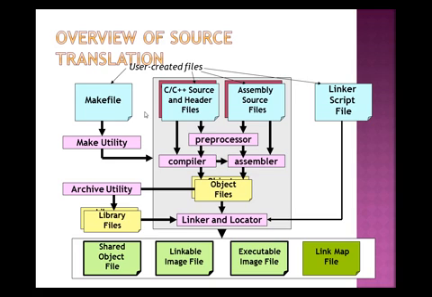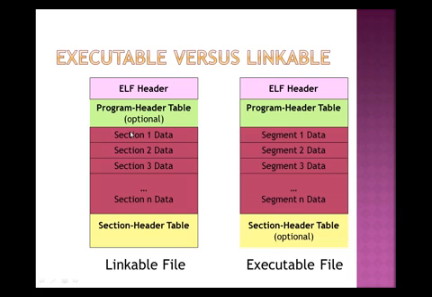Then there is the make utility. This is compiled by using the make utility, and by using the compiler, preprocessor, and assembler. Then there is a linker script that is used for linking. After compilation and assembly, it is converted into object files. Then there is the archive utility that is used for getting the library files. And these are the multiple files that are used: shared object file, linkable image file, executable image file, and link map file. This is how translation is done in the operating system.